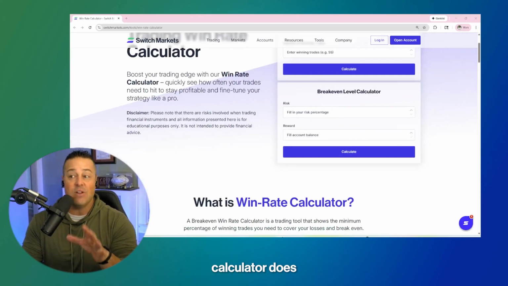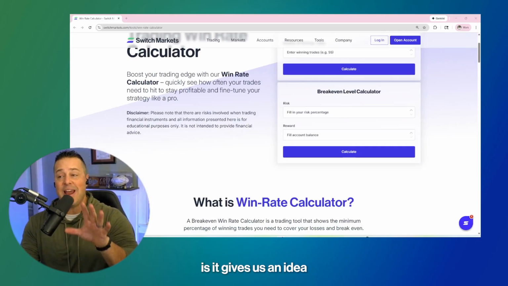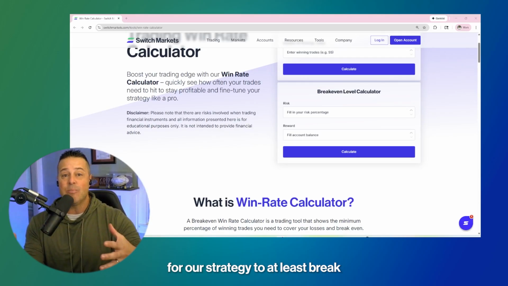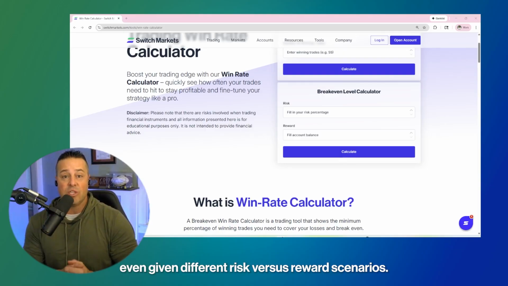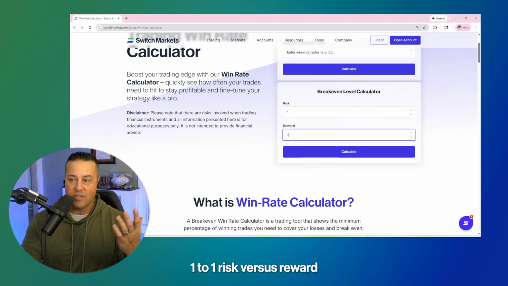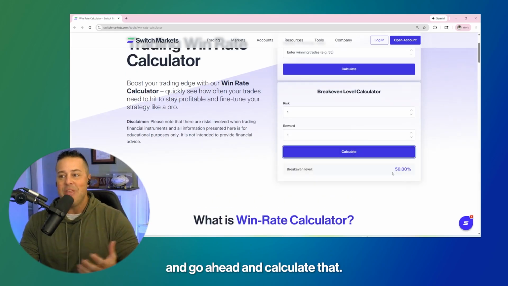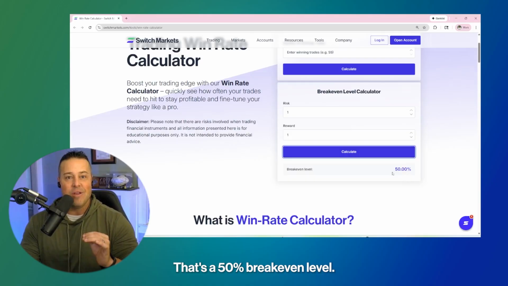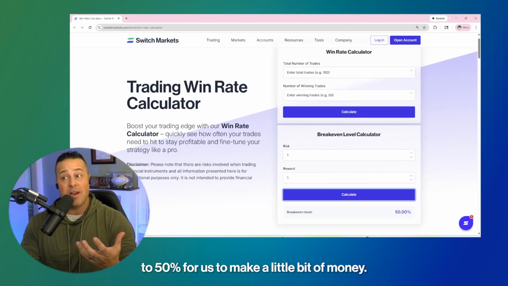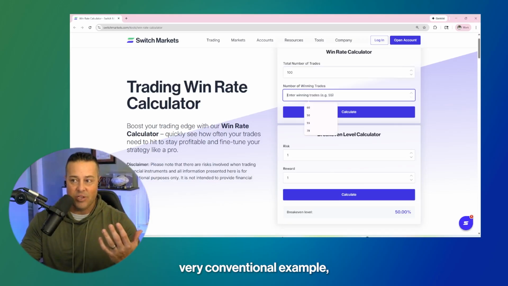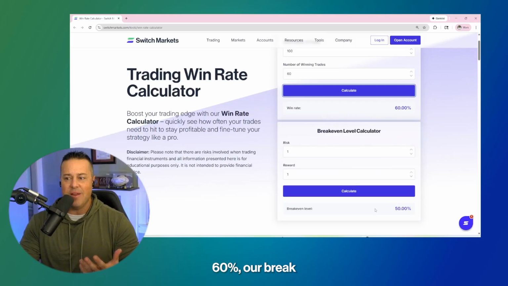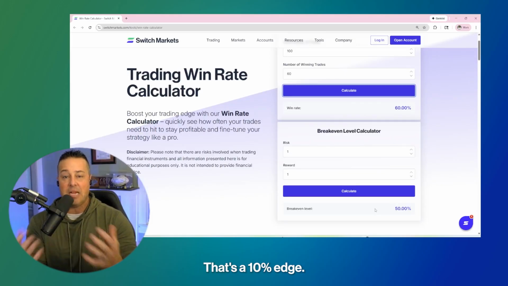What the break-even level calculator does is it gives us an idea of what winning percentage we need for our strategy to at least break even given different risk versus reward scenarios. So let's say we were just going to go with a basic one-to-one risk versus reward and calculate that. That's a 50% break-even level. So we would need a win rate superior to 50% to make a little bit of money. So with our first very conventional example, let's say we won 60 out of 100, our win rate 60%, our break-even level is only 50%, that's a 10% edge.